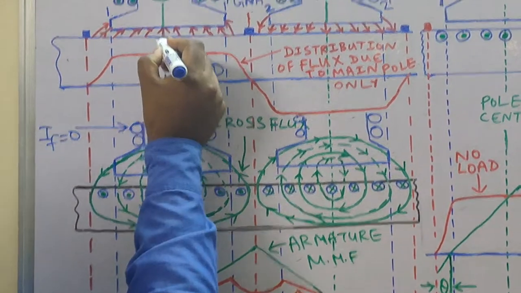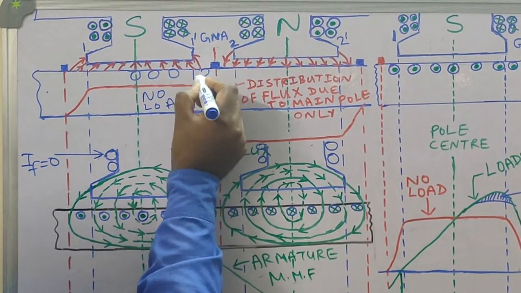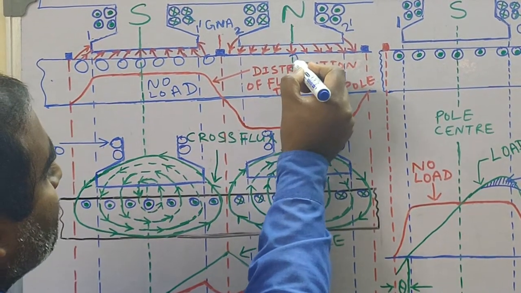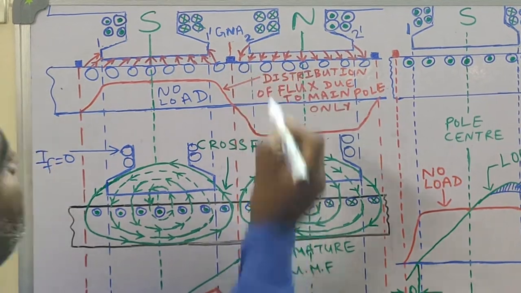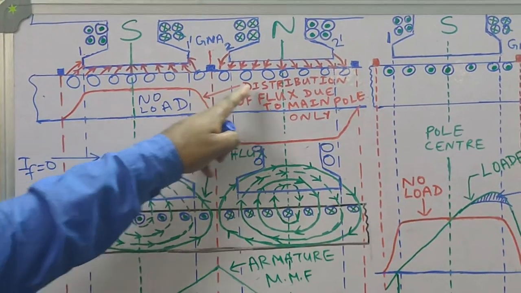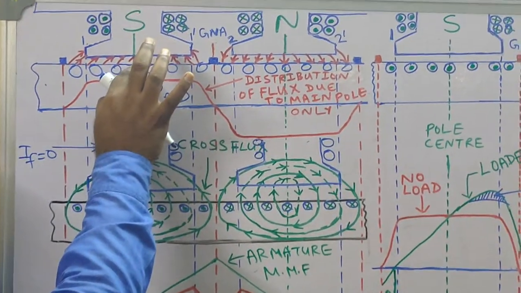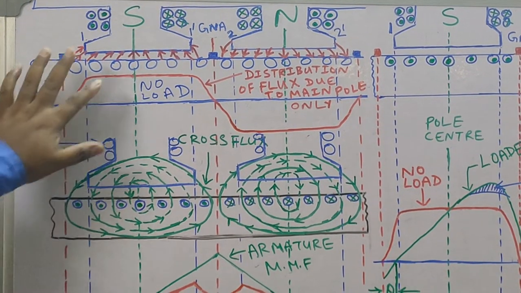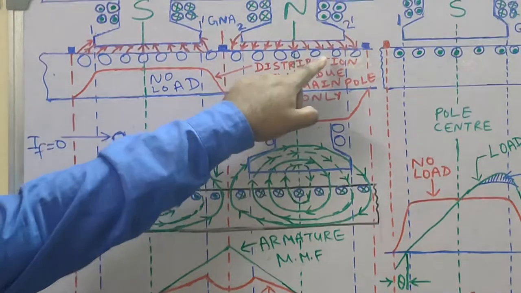Like, see here, I have 7 conductors on the south pole. So this is 1 conductor, 2, 3, 4, 5, 6, 7. So these are the armature conductors. Likewise, there will be armature conductors here, 1, 2, 3. So you see here, although I am indicating the armature conductors in the armature core under south pole and under north pole, you will find that dot and cross is not indicated. Why are we not indicating dot and cross? Because this is drawn for no load condition. Loading is not there. So armature current is zero. So since armature current is zero, armature conductors are neither shown any dot or cross here.